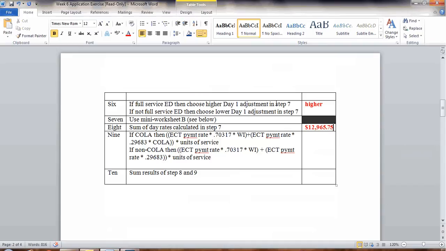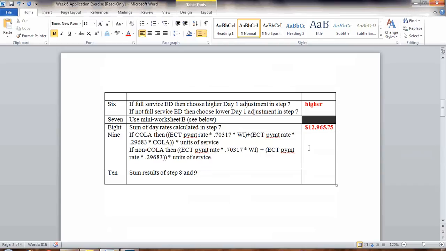Here we're referencing the ECT payment rate, which is under the claim information. So you are going to calculate the total for step number 9 based upon your determination from step 2. Is this a COLA eligible facility?